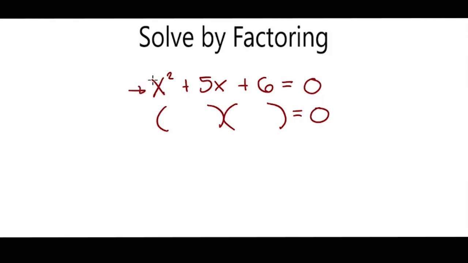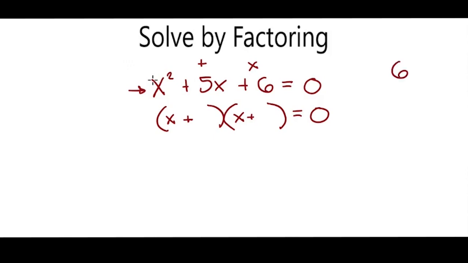So I need to factor this x squared. So that means I need to put an x in each parenthesis. Now I need to find what two numbers multiply to be positive 6 and add together to be positive 5. Well, notice I have two plus signs here. So that means there will be two plus signs here. Now, two numbers that multiply together to be 6, but add together to be 5.